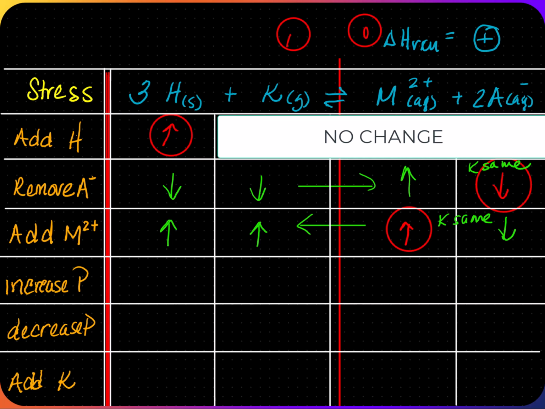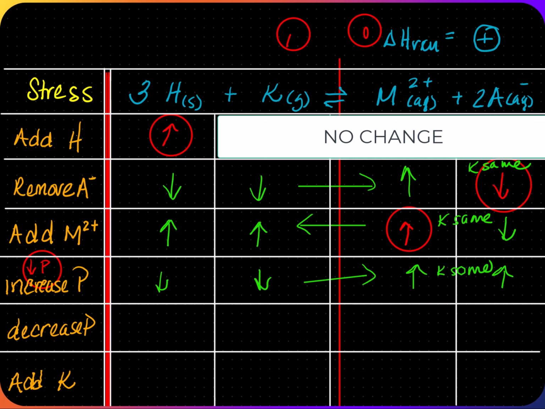So if I increase the pressure, I need to do the opposite. I need to decrease the pressure. To decrease the pressure, I need to go to the side of the least moles. So that means I must shift to the product side. So my products are going to increase. My reactants are going to decrease. My K is going to be the same.